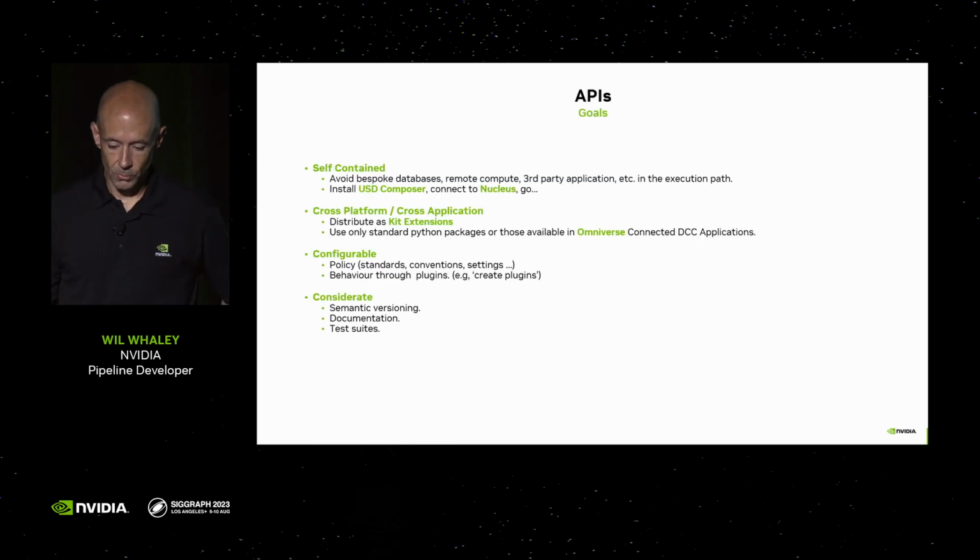So to implement the organizational concepts, we had to write a few Python packages and APIs, and I'll cover those next. But first, when we started, we had a few goals. We wanted these things to be self-contained, right? So we wanted to avoid bespoke databases and remote compute, third-party applications, et cetera, in the execution path. We wanted to be able to install USD Composer, connect to a Nucleus server, and just start using the pipeline. We also wanted to be cross-platform and cross-application. So to accomplish this, we chose to distribute the packages as Kit extensions. And we only wanted to use standard Python packages or those available through Omniverse connected DCC applications.